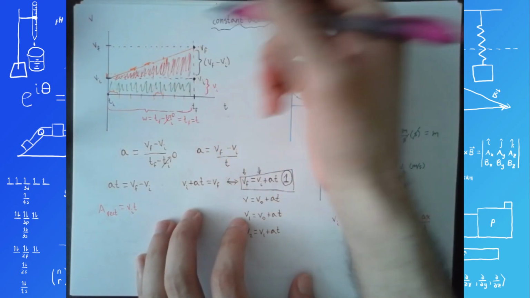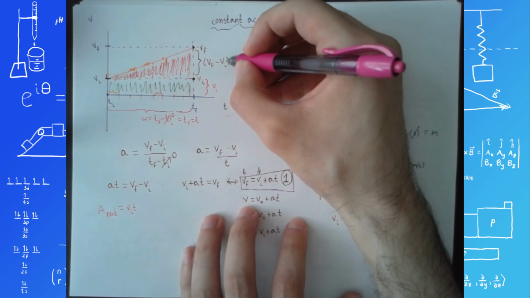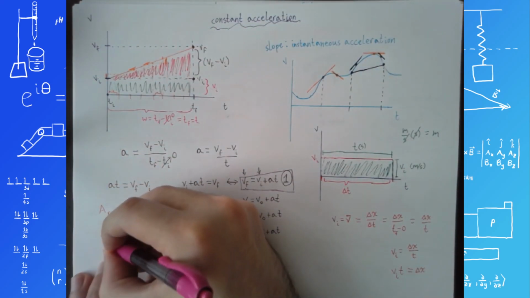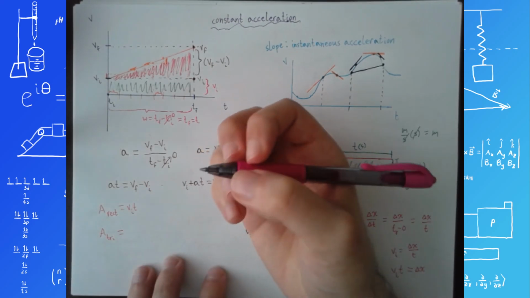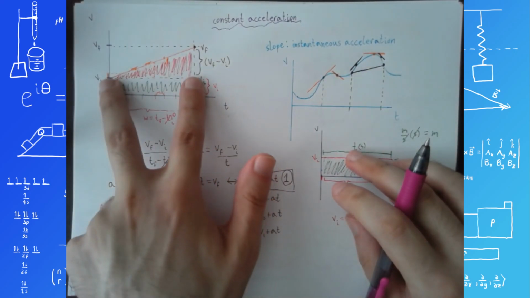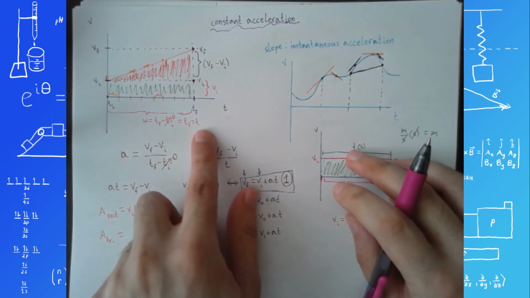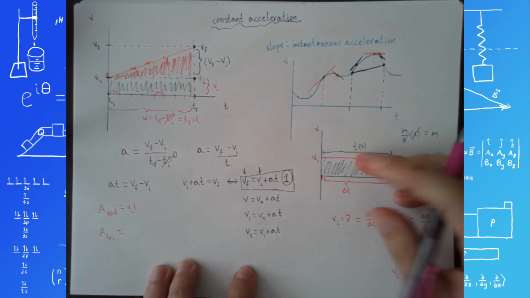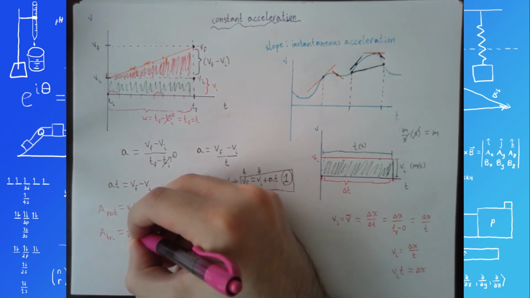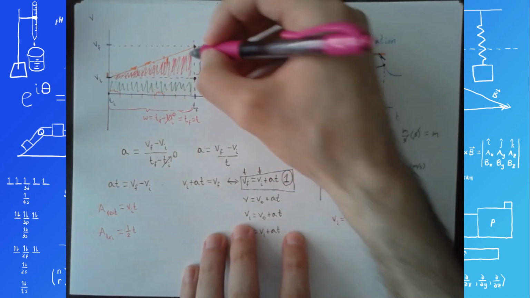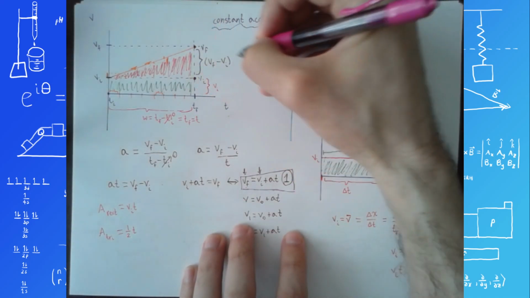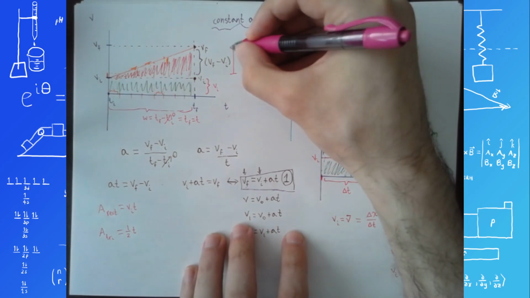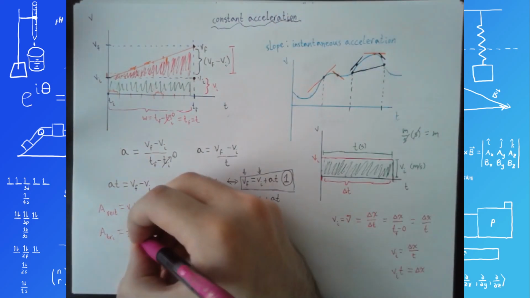So let's go ahead and figure out what the area of this triangle is going to be. The area of a triangle is 1/2 base times height. Well, the base is the same as the width of the rectangle underneath it, so that's still going to be what we called t. That will be the base, so 1/2 base, which is t, times the height. What is this height? Well, we labeled it earlier. It's v final minus v initial. The height is v final minus v initial.